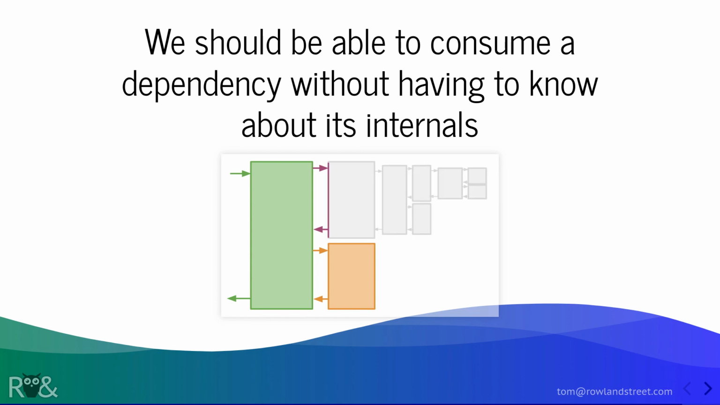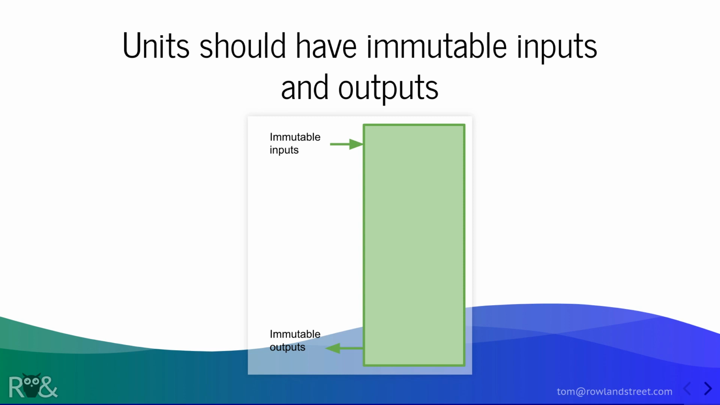I want to be able to just look at the one thing I'm consuming, at its public interface, and know how that's going to behave. And the only real way I can do that is if I know that the things it consumes and the things it returns are immutable. And so this is my favorite coding principle: that all units should have immutable outputs and immutable inputs.